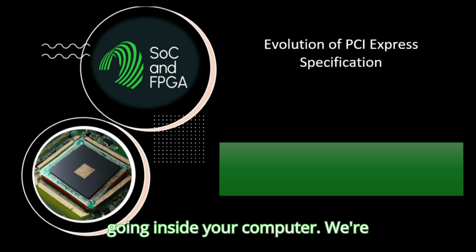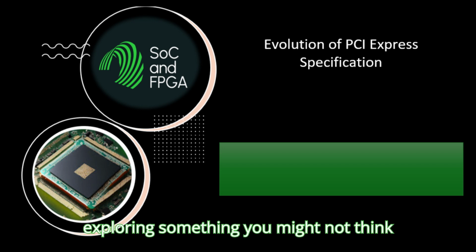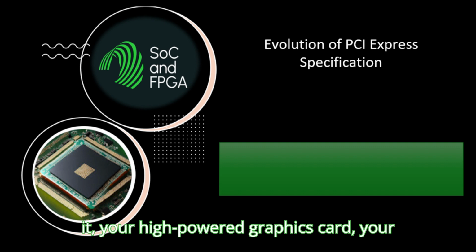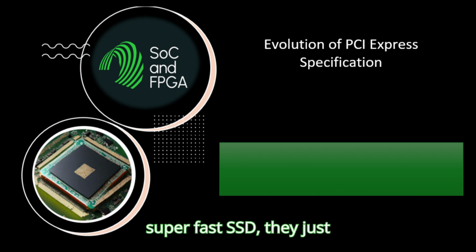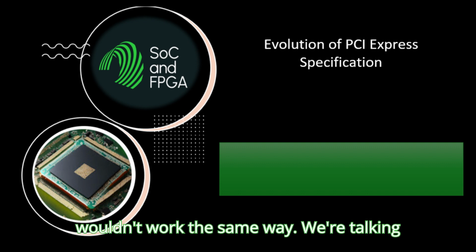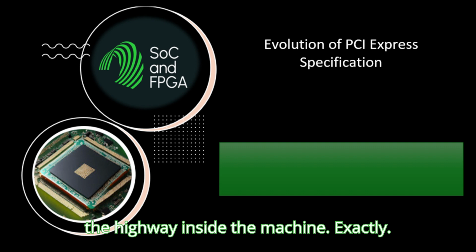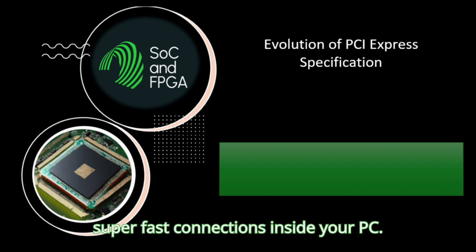Today, we're going inside your computer. We're exploring something you might not think about much, but honestly, without it, your high-powered graphics card, your super-fast SSD, they just wouldn't work the same way. Yeah. We're talking about PCI Express, or PCIe. Yeah, the highway inside the machine. Exactly. Think of it like the ultimate set of super-fast connections inside your PC.